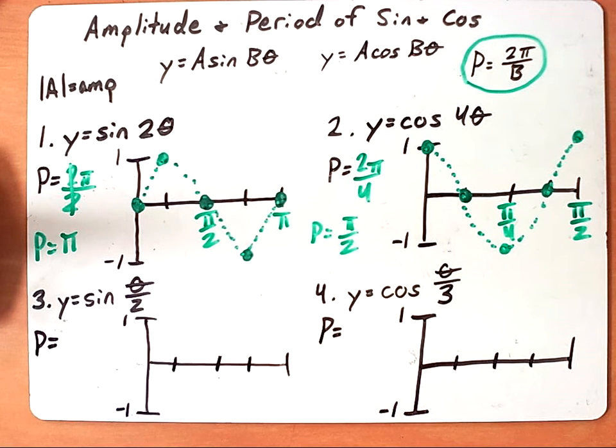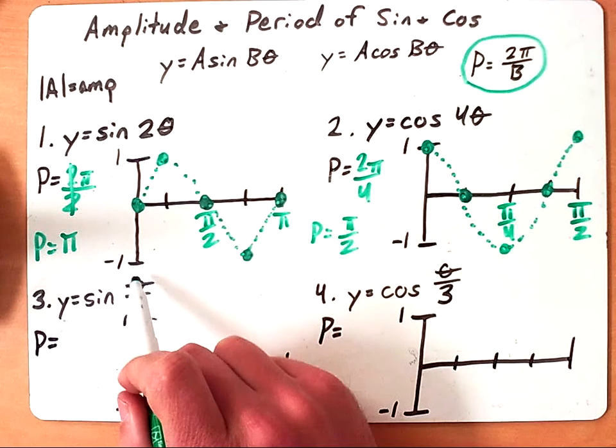All right, so both of those were whole number coefficients of theta. So now let's look at a couple of problems that do not have whole number coefficients of theta. So on number 3, we have y equals sine of theta over 2.